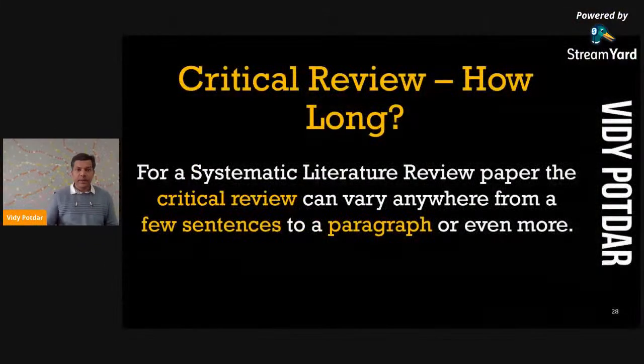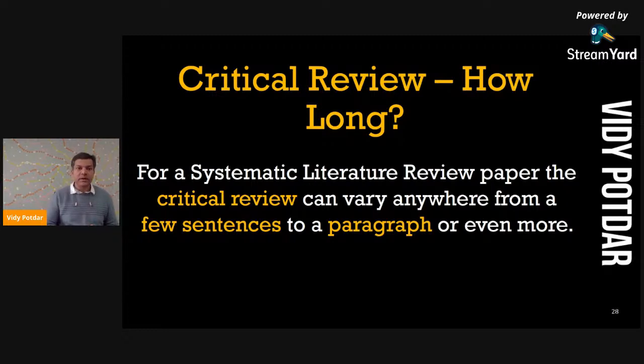Okay, so the next question that you will have is how long should the review be for each article? And the answer is, it depends. It can be anywhere from a few sentences to a paragraph long, or it could be even more, or it could even be shorter than that. And we will see some examples today in the case studies where the only thing that you see from one paper is one sentence that comes up as a review or as a summary.